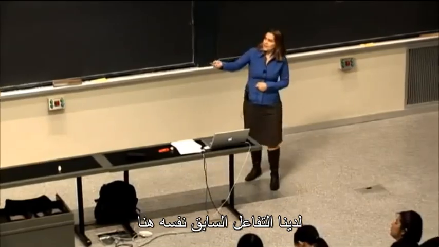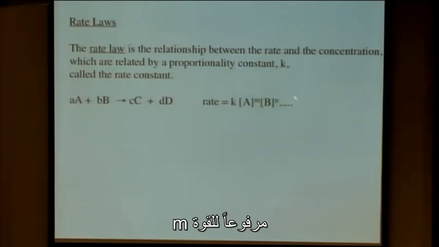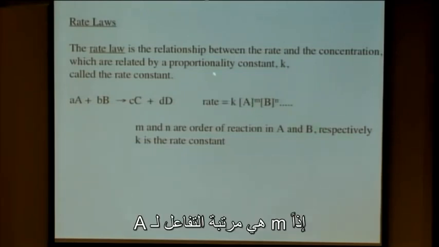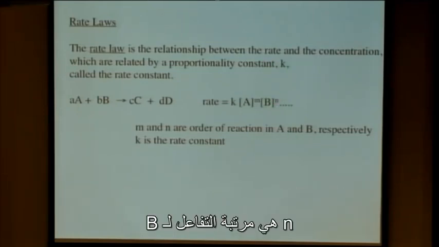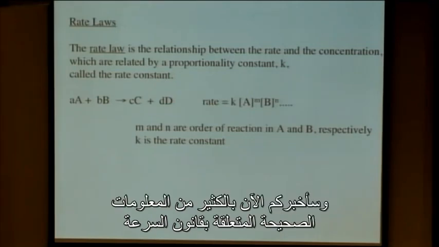So if we had that same reaction here, we could also write that the rate is equal to a rate constant times the concentration of your reactant A raised to a power m and B raised to a power n. Here, m and n are the order of the reaction with respect to A and B respectively. So m is the order of the reaction in A, and n is the order of the reaction in B, and our small letter k here is the rate constant. So that would be an expression for a rate law. And now I'm going to tell you a lot of things that are true about rate laws.